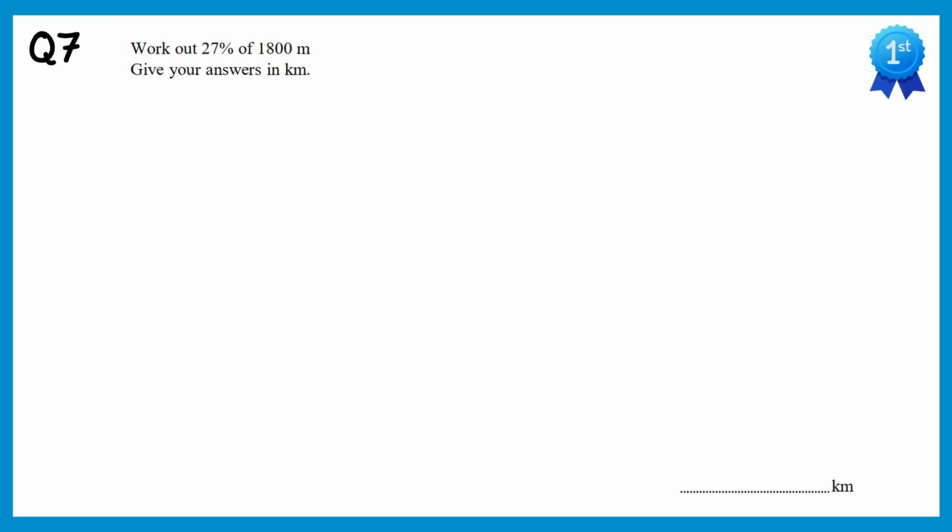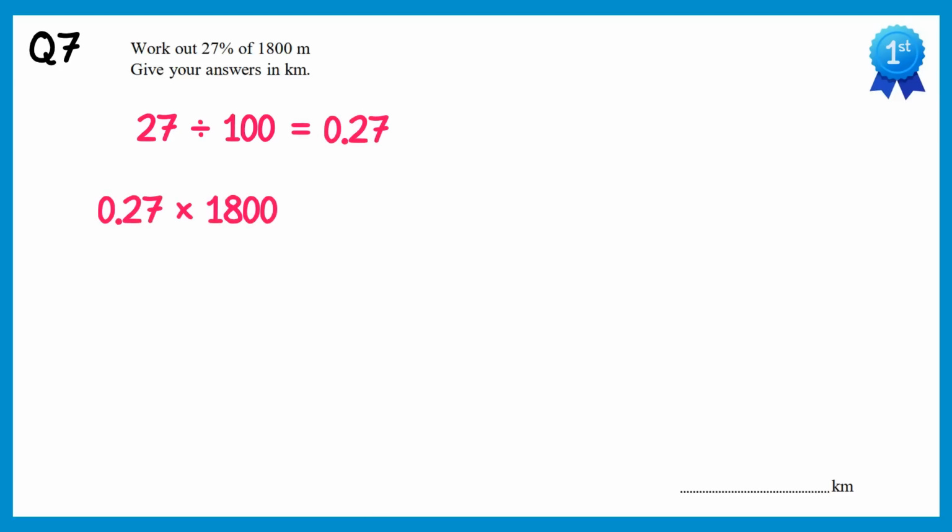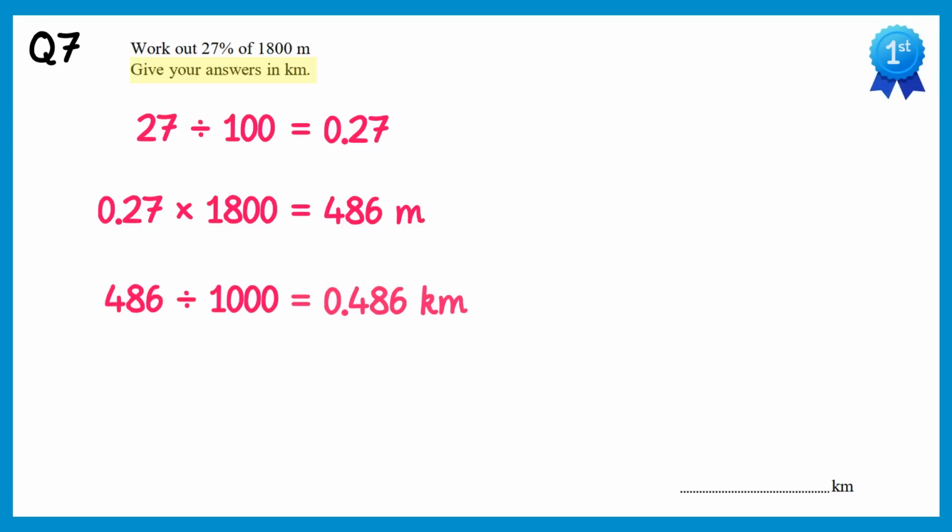For this question we need to work out 27% of 1,800 meters. To do this I'll take 27 and divide it by 100 to turn it into a multiplier. That gives 0.27. Then we take that multiplier and multiply it by the amount, so 0.27 times 1,800, and that gives me 486 meters. This question said give your answer in kilometers though. There are 1000 meters in a kilometer, so I do 486 divided by 1000 and get 0.486 kilometers.